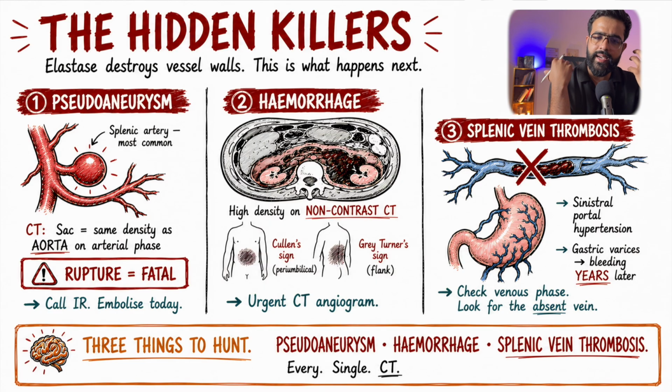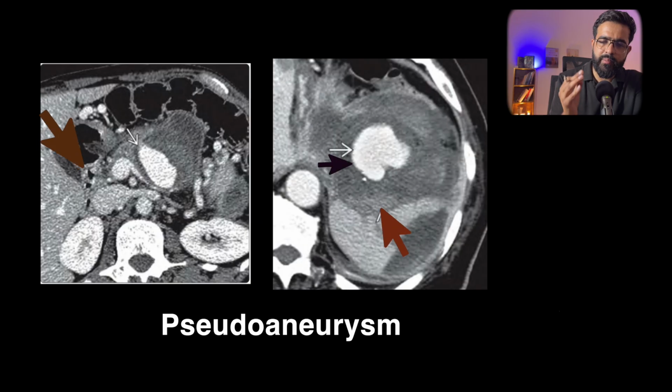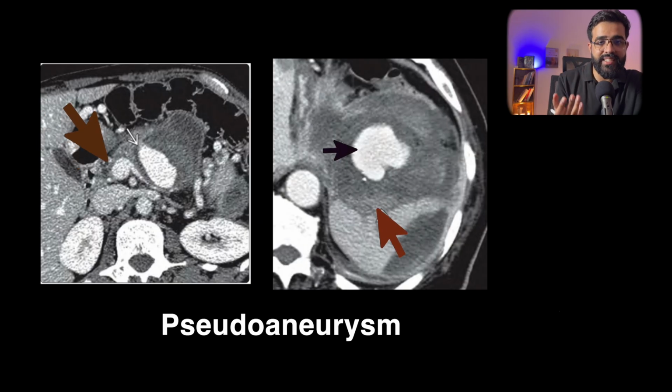On CT, you get a sac-like structure adjacent to the pancreas with arterial enhancement. Same density as aorta in the arterial phase. This is the radiology emergency. Pseudoaneurysm rupture kills. In hemorrhagic pancreatitis, you get high density fluid or collection on the non-contrast CT. Blood is pooling in the retroperitoneum. The Cullen sign, the Grey Turner sign, these are clinical signs of retroperitoneal hemorrhage.